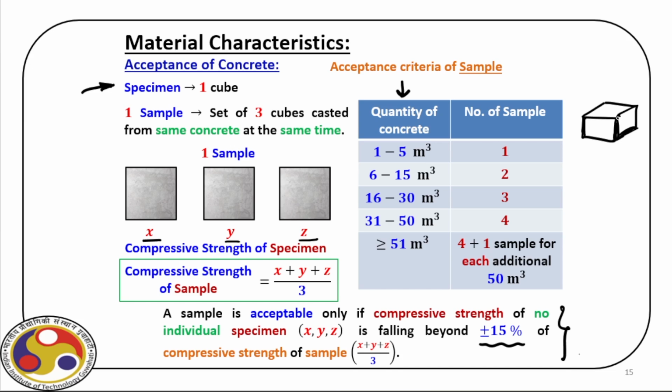Now in that process there may be some mistakes or some errors. Beyond that, we also need to cure this cube properly. During that process also, if there is something wrong, then that will affect the strength, and sometimes we have this variation. That we have to keep in mind.